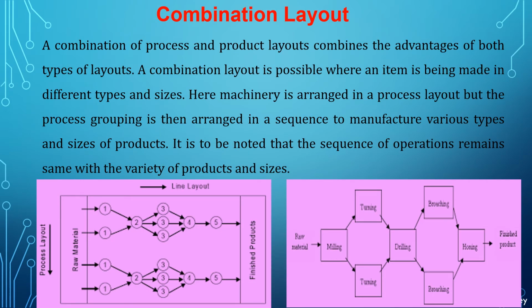Next one is the combination layout. It is the combination of process and product layout, because product layout is also called line layout. Here machinery is arranged in a process layout, but the process groupings are then arranged in a sequence to manufacture various types and sizes of the product. It is to be noted that the sequence of operations remains the same with the variety of products and sizes.